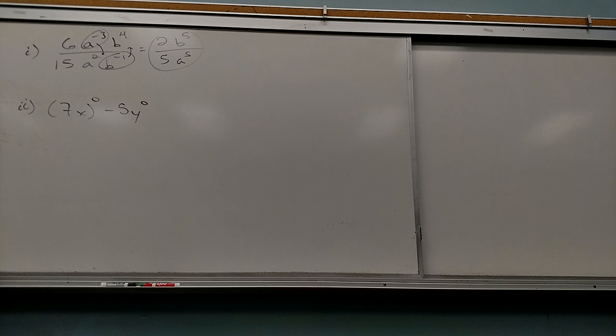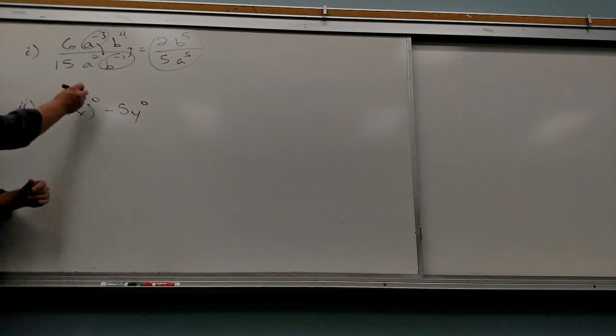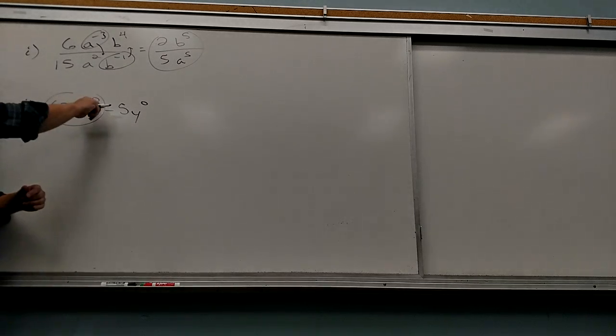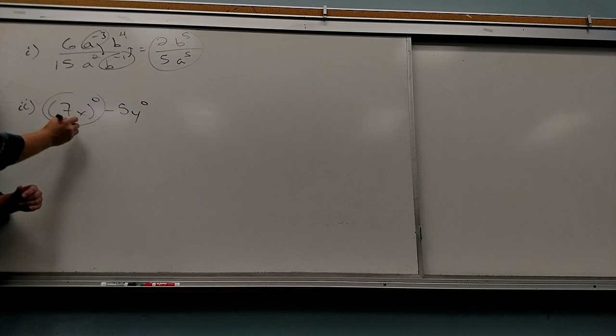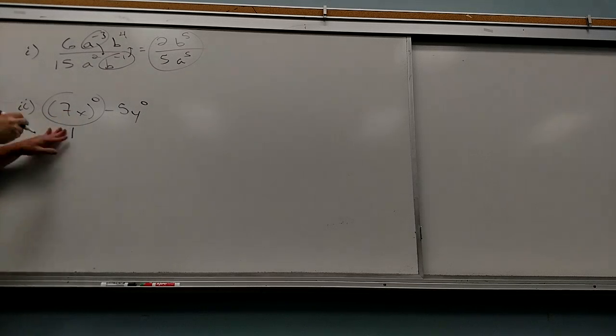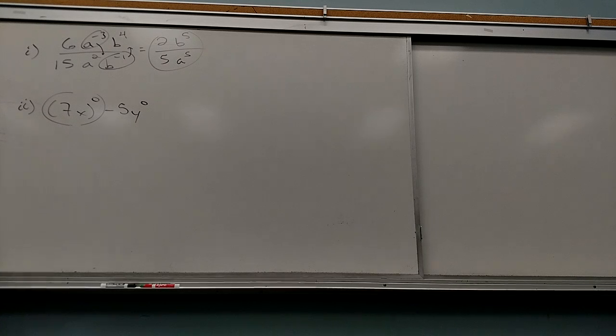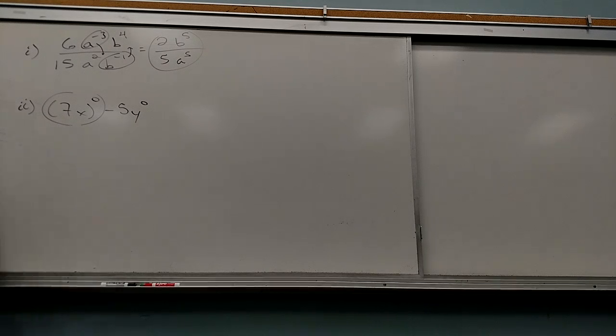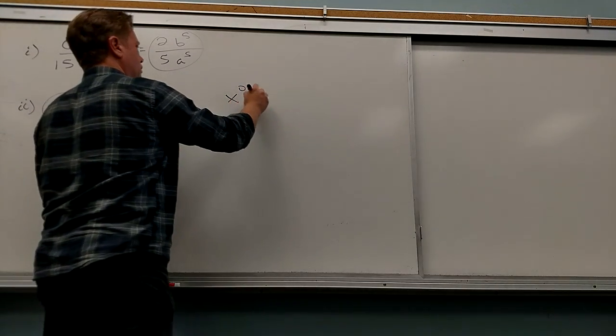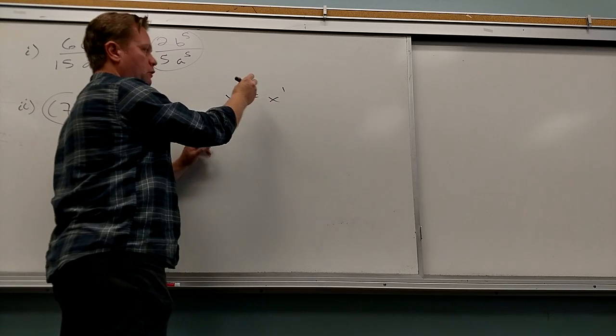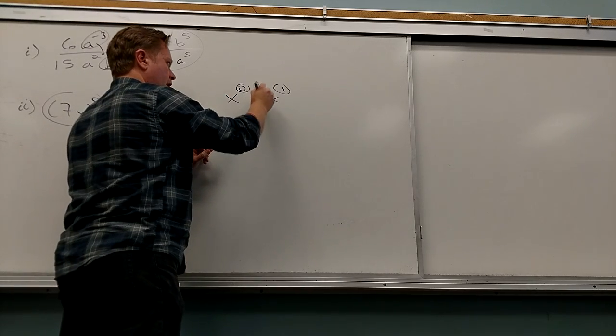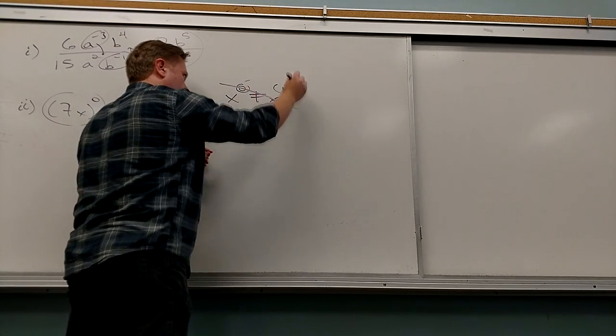So 7x minus 5y. So this is something to the 0 power. Let me try this again. Does 0 equal 1? No. So I'm not saying that x to the 0 equals x to the first. That would say that 0 equals 1. That is wrong, right?